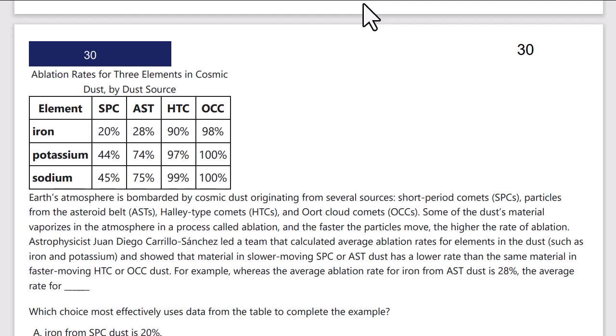Which choice most effectively uses data from the table to complete the example? Okay, so I need to finish the example using data from the table. So it's kind of like a logically completes the text, quantitative with data though.